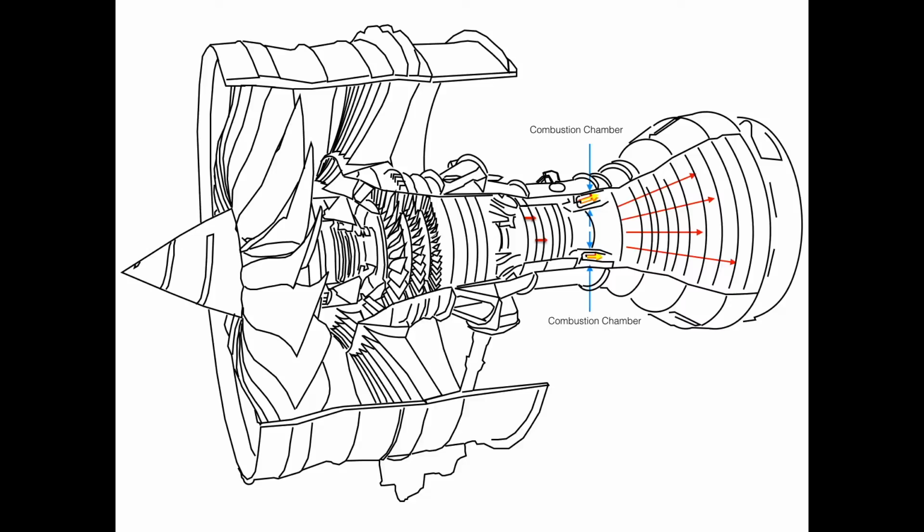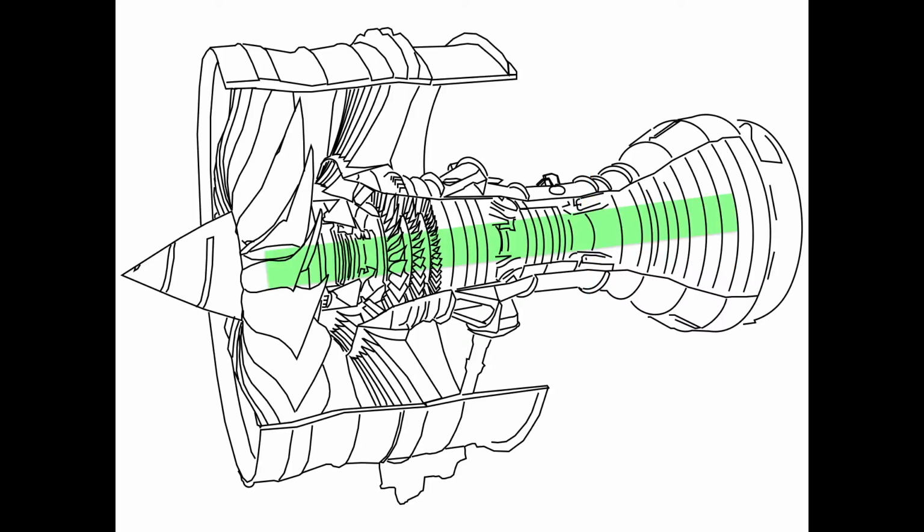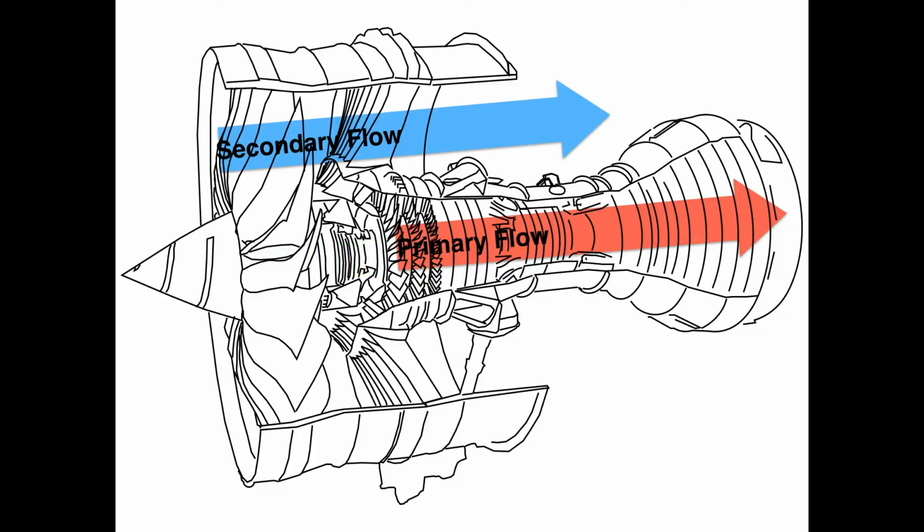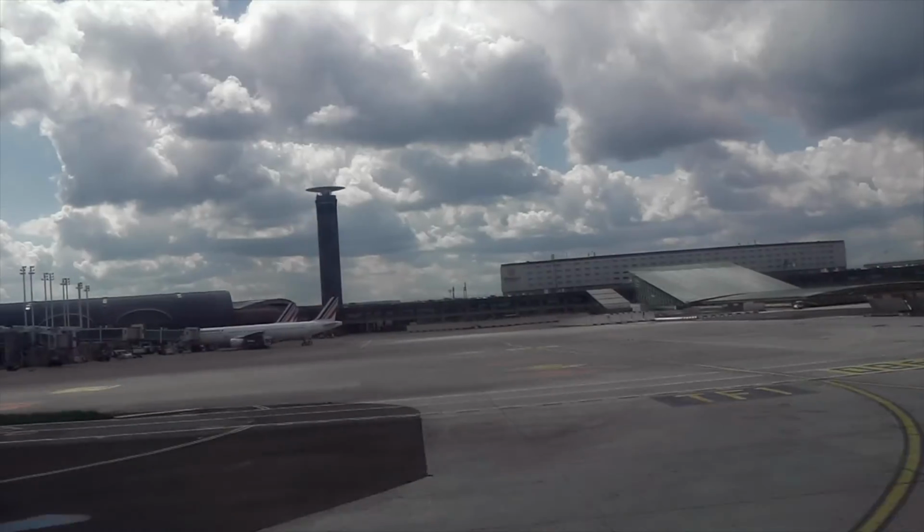The hot air that expands is directed towards the back of the engine, generating more thrust and rotating turbines which drive the front fan and the compressors. Basically, the primary flow in the core of the engine provides the energy to drive the engine, and the secondary flow on the outside provides most of the thrust.